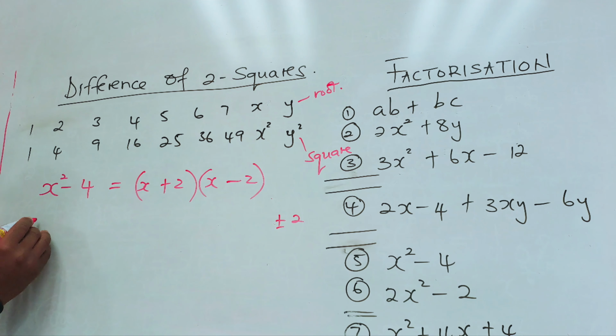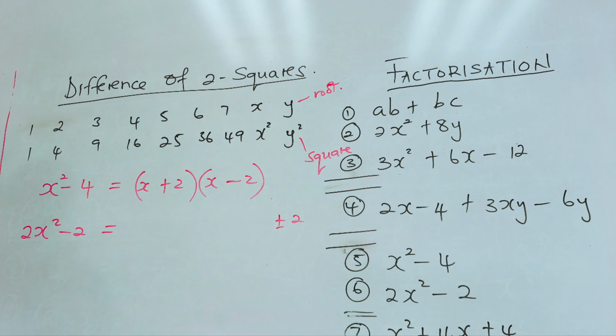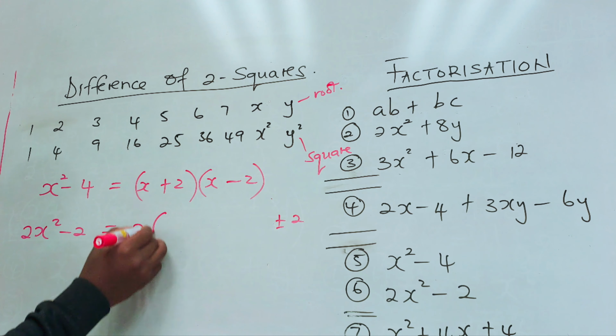Then let's have another example. 2x squared minus 2. In this case, if you check, this 2 is not a square number, so you can't do difference of two squares. So what you can do, if the question is like this, is check for a common factor. I'm sure you can see that 2 is common, so we take it out.